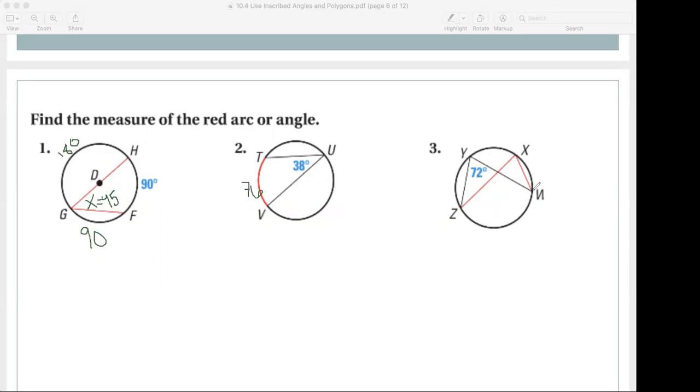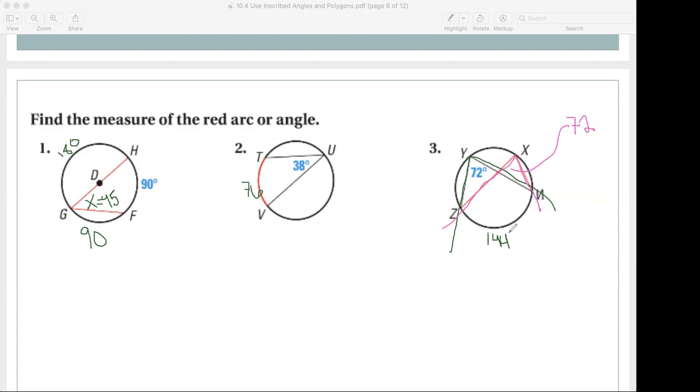Now on 3, you've got a couple of intercepted or inscribed angles. So let's go backwards. 72 is an inscribed angle shining on this arc here, which would be double, which would be 144. Knowing that that's 144, I see this red angle here is also intercepting the same arc. So that means this angle X, the angle they're looking for, is also 72 degrees. This is from the above example: if they're intercepting the same arc, then they've got to be congruent.